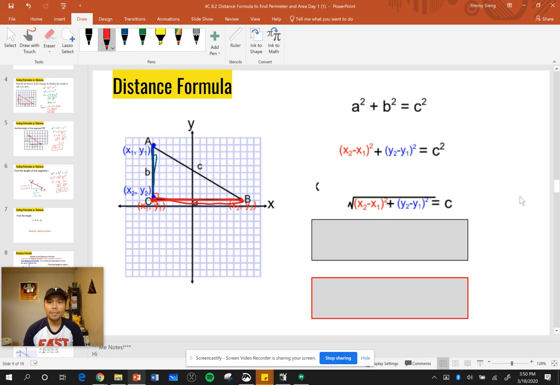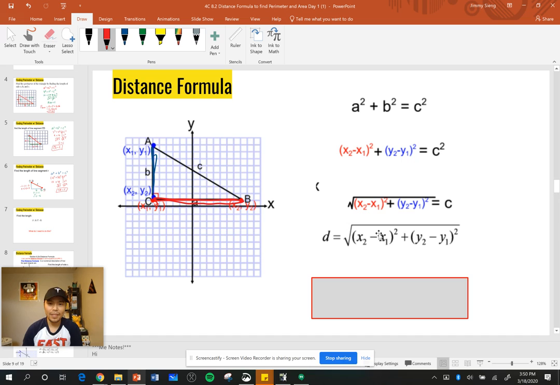Okay, and that gives me, well, I have to square root everything. When I square root everything, I see that my side c is equal to the square root of (x2 minus x1) squared plus (y2 minus y1) squared. I can simplify that and say for distance, we use the letter d. Our distance is equal to the square root of (x2 minus x1) squared plus (y2 minus y1) squared. This is very huge when it comes to finding the distance of things.